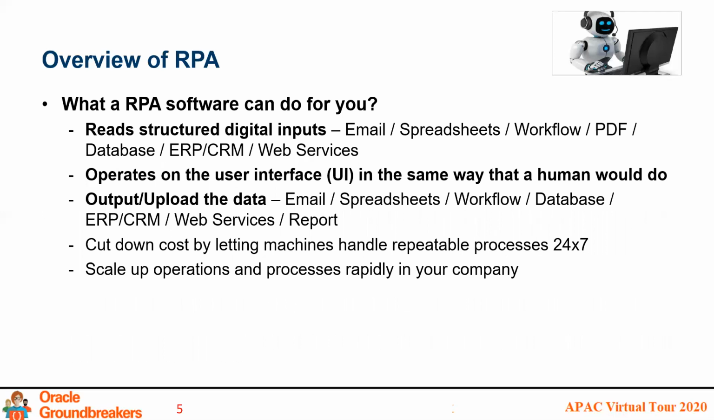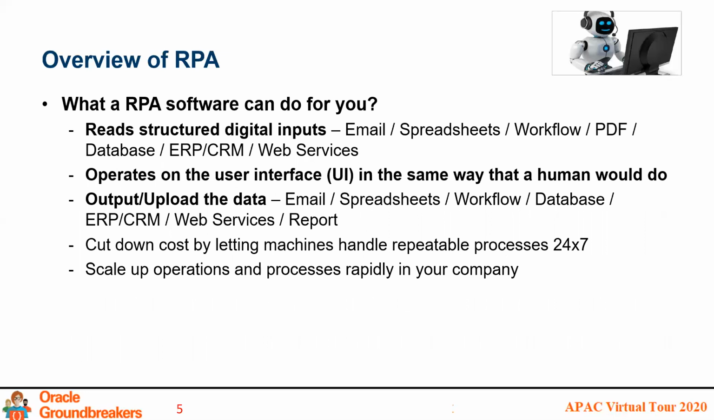What can RPA software do for you? It performs repetitive and structured transaction processes, operates on the user interface in the same way that a human would, and validates data in places that are complex for people to understand. It can read structured digital inputs from email, spreadsheets, workflow, PDF, database, ERP or CRM applications, and web services.